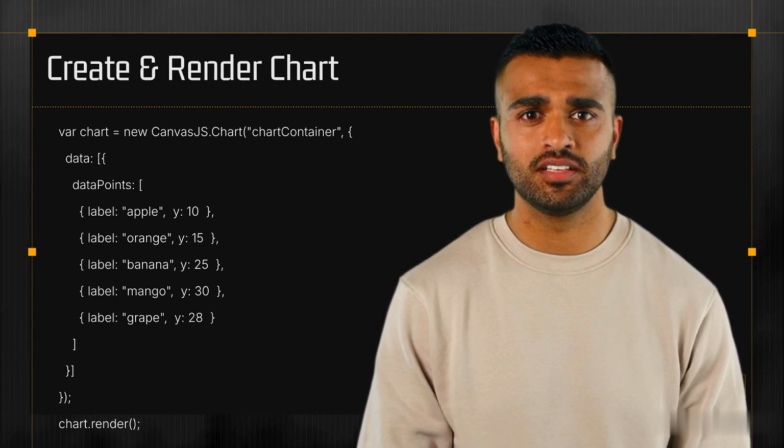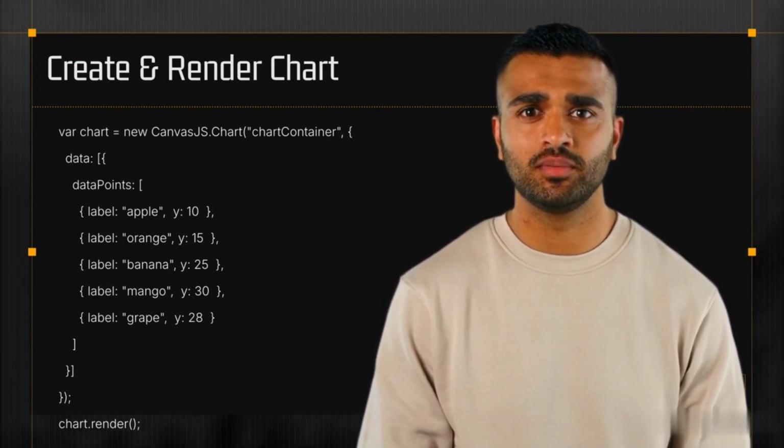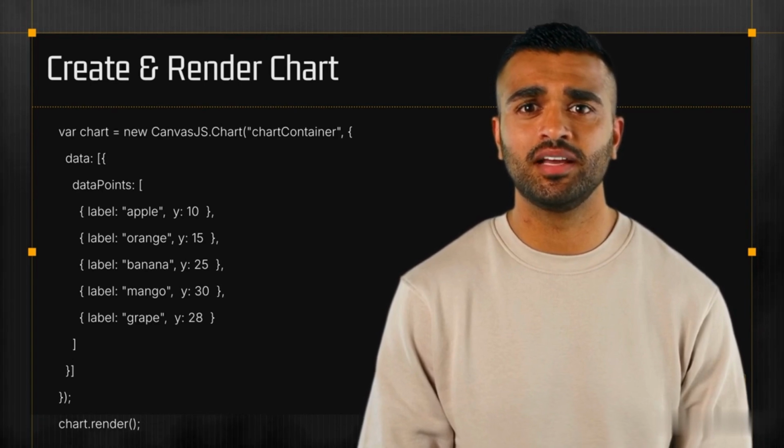Now in your JavaScript file, initialize a new CanvasJS chart object. It accepts two parameters, the ID of the div container where the chart has to be displayed and set of options that has to be rendered. Here, let's pass some random data points.